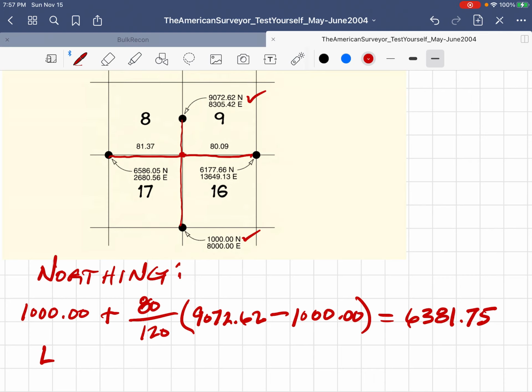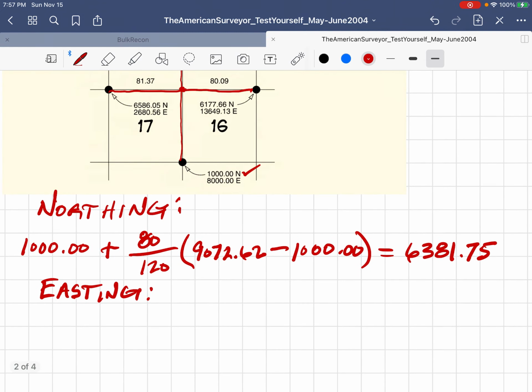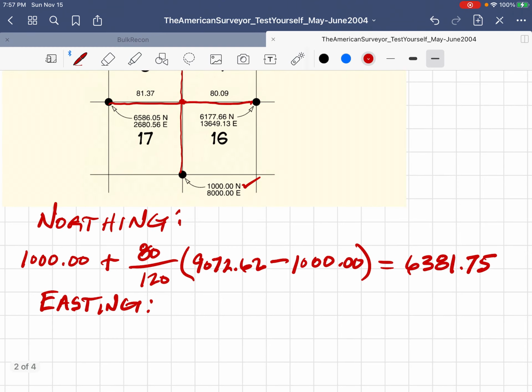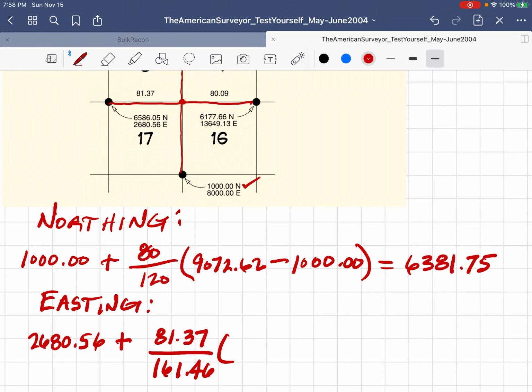The easting is pretty much the same. This time I'm going to work from west to east instead of from south to north, because that's the direction in which eastings increase. So I'm going to start with that northwest corner of section 17, and the easting is 2680.56, and I'm going to add now my proportion, which is going to be 81.37 divided by, if I add those up, 161.46. 161.46. And then in these parentheses here is my change in easting.